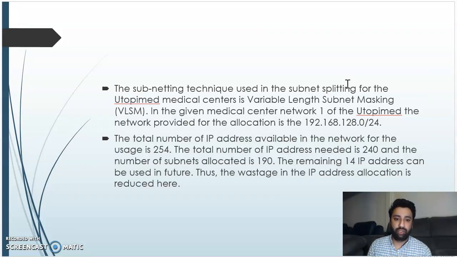The technique used for splitting the subnets is called variable length subnet masking, and the total number of IP addresses available for a network is 254. The total number of IP addresses needed in this medical center was 240, and the number allocated is 190. The remaining 14 IP addresses can be used in the future. So we haven't wasted them, we have just reduced here.